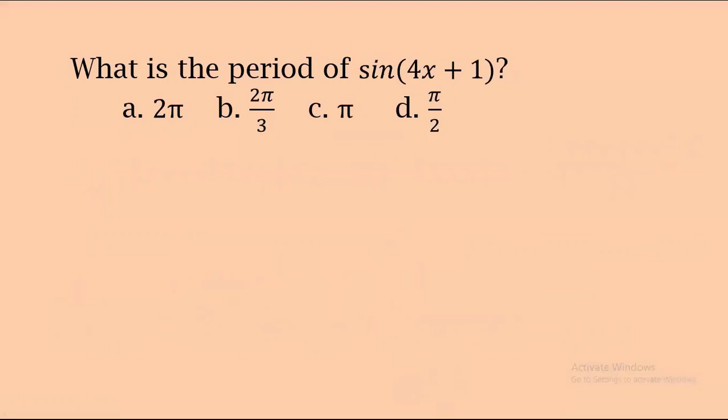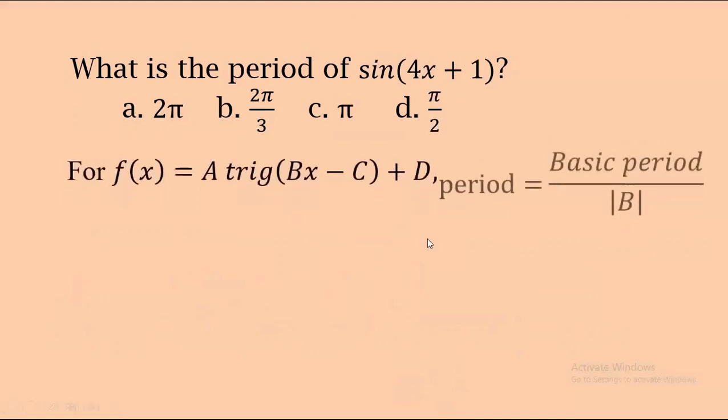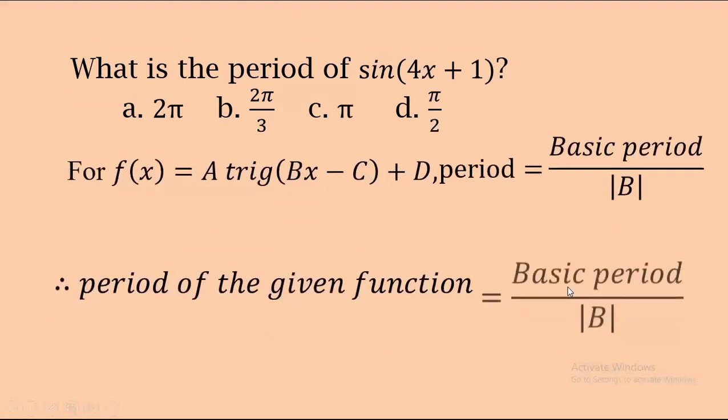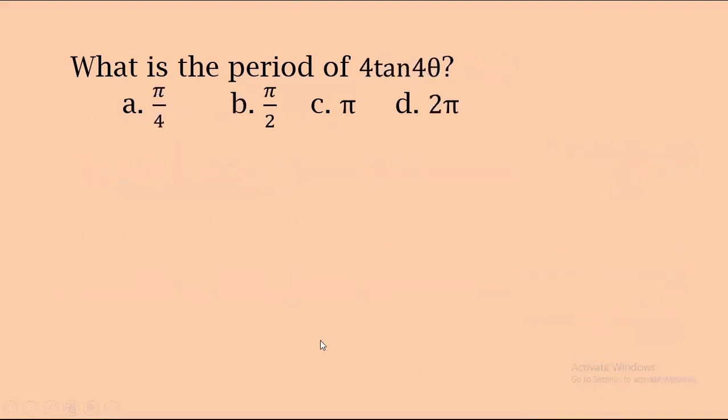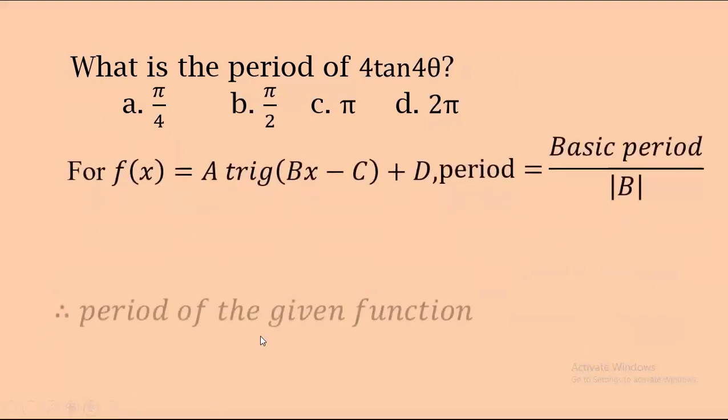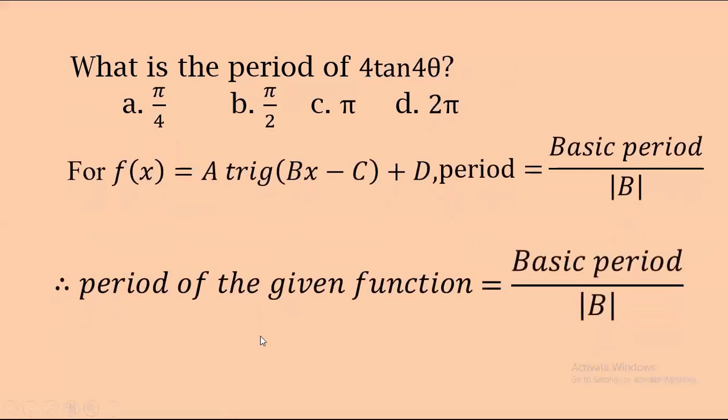Now, what is the period of sine of (4x plus 1)? By this time you have understood what to write. 2 pi by 4. Basic period 2 pi, and this is the coefficient of x, it is 4. This is pi by 2. Now see here, same thing. The basic period of the tan function is pi, and the coefficient of x is 4 here. So it is pi by 4.